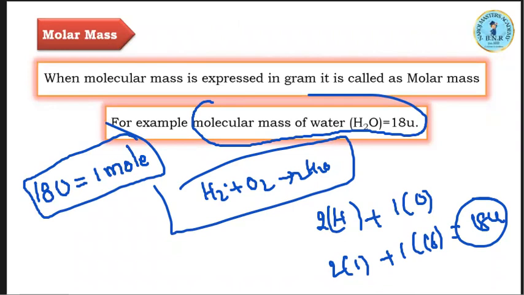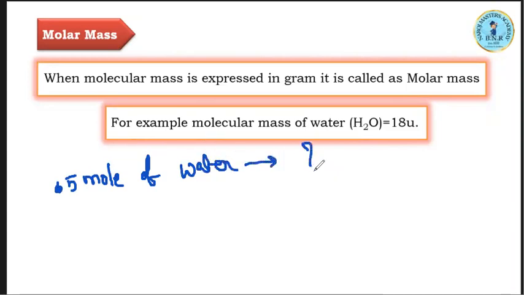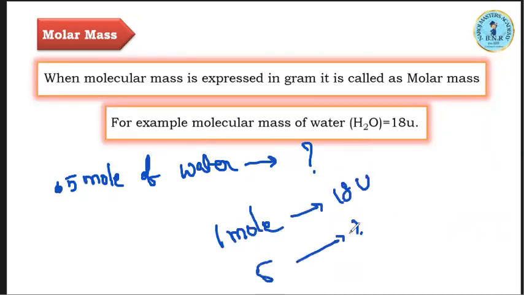Then if I have 5 moles of water, my question is how many units does it contain? We know 1 mole is 18 units. Then 5 moles is 5 into 18, 1 into x. So x is equal to 5 into 18 by 1, that is 5 times 18. How much? Is it 80? 90. Okay, so it is very simple to write the answer.